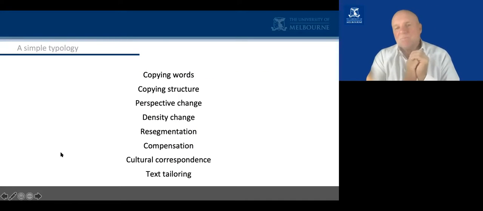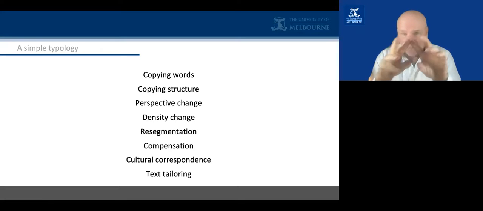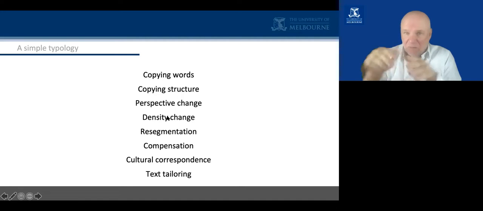Here we have my simple typology. These are the terms in the middle. It's not many to remember. The two kinds of copying, words and structures, perspective and then density, from seeing it from the angle or close up from a long way away, cutting up sentences or joining them together, and then compensation I've got rid of because that was too confusing. I'm sorry about that. Going down to text tailoring.